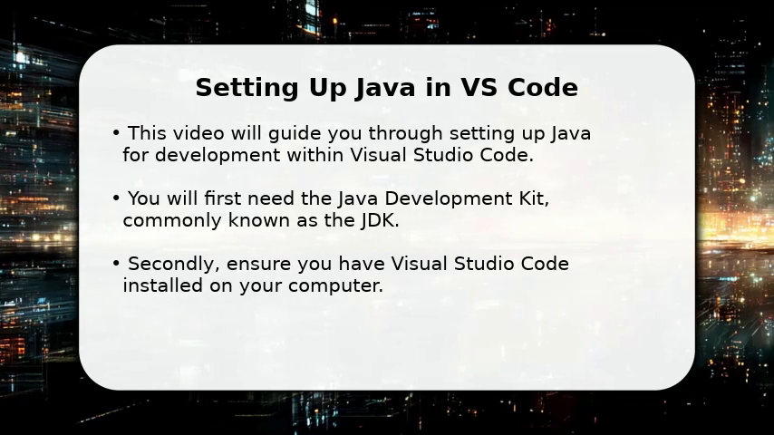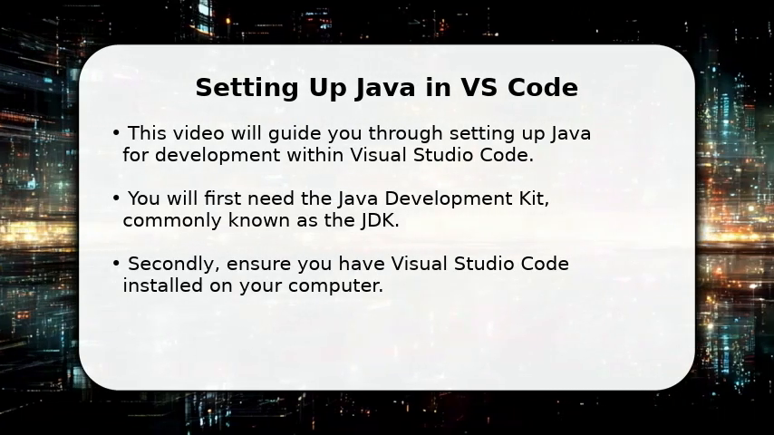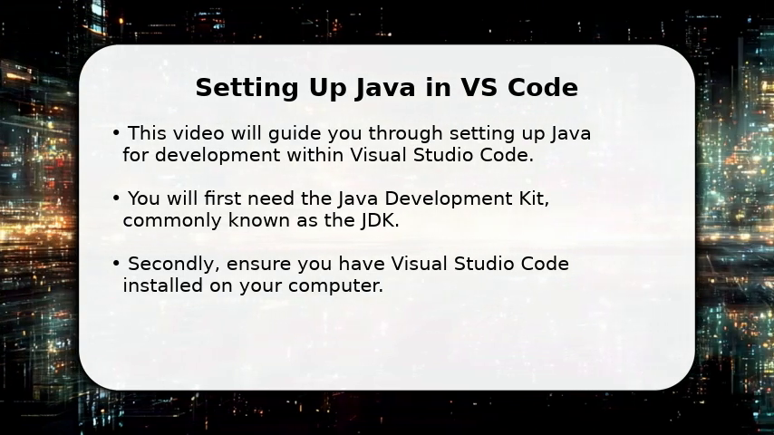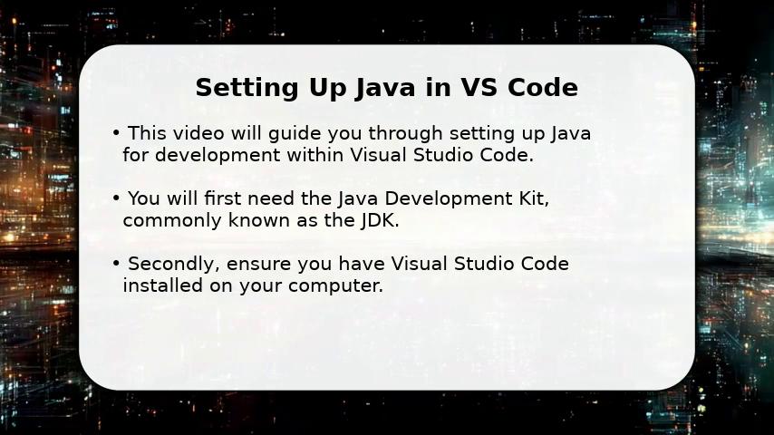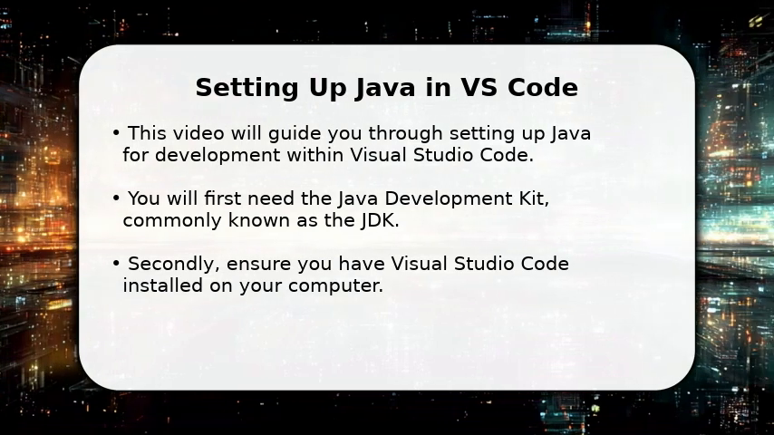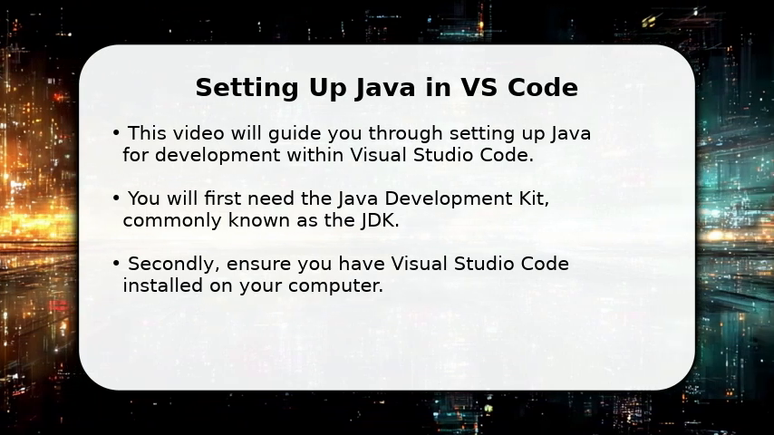Enjoy the video. In this video, I will show how to set up Java on Visual Studio Code. First, download the appropriate Java Development Kit, or JDK, for your operating system from a reputable source like OpenJDK or Oracle. This kit provides the necessary compiler and runtime environment for Java applications.